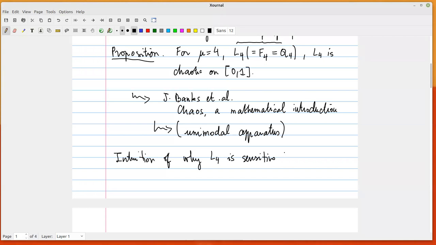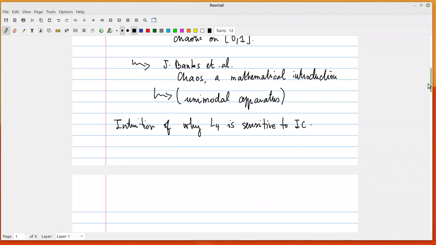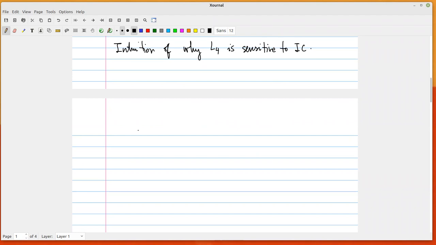So let's do that. So how we do that, it's really nice. So that's why I would like to discuss it a bit. So let me recall that the logistic map is given by this quadratic expression.